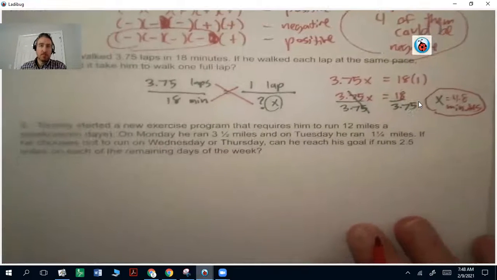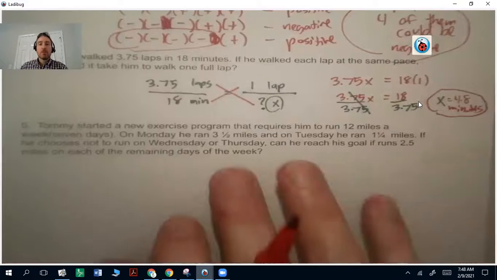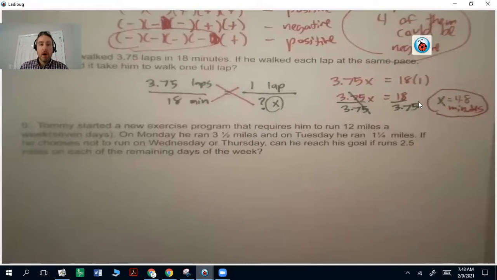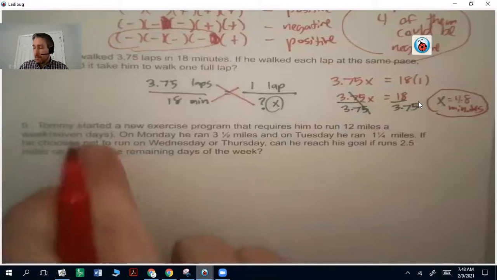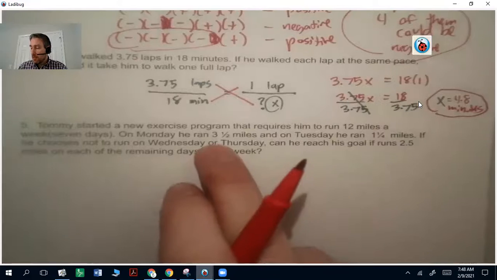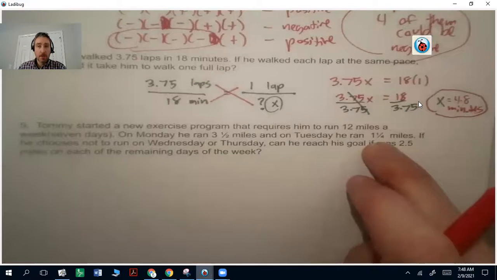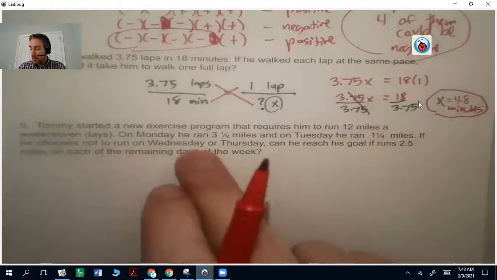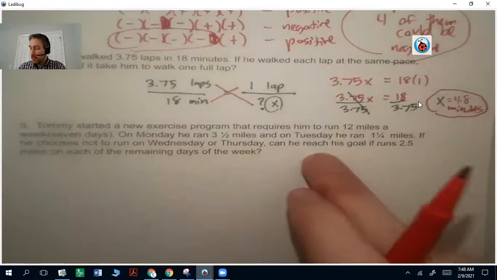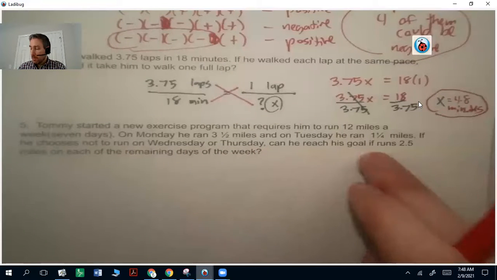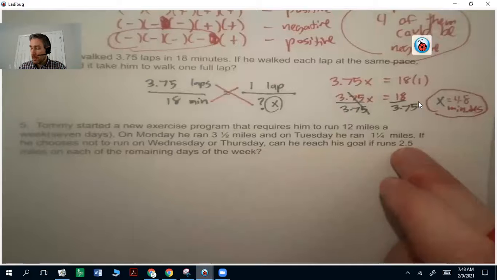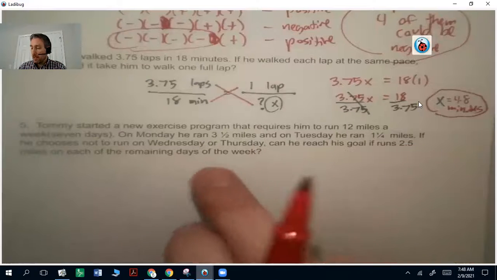And our last question. Tommy started a new exercise program that requires him to run 12 miles a week, 7 days. On Monday, he ran 3.5 miles. On Tuesday, he ran 1.25 miles. If he chooses not to run Wednesday or Thursday, can he reach his goal if he runs 2.5 miles on each of the remaining days of the week?